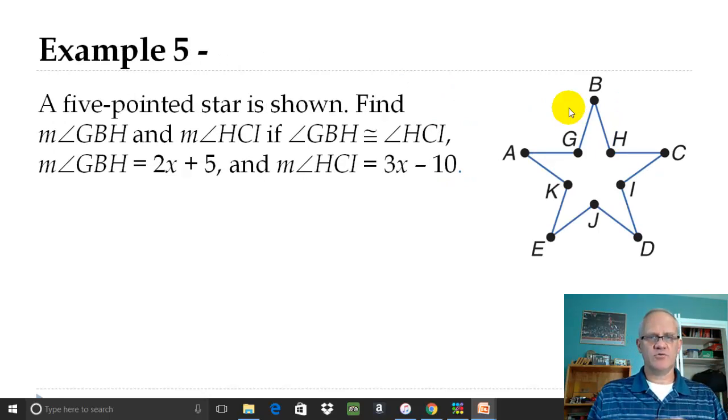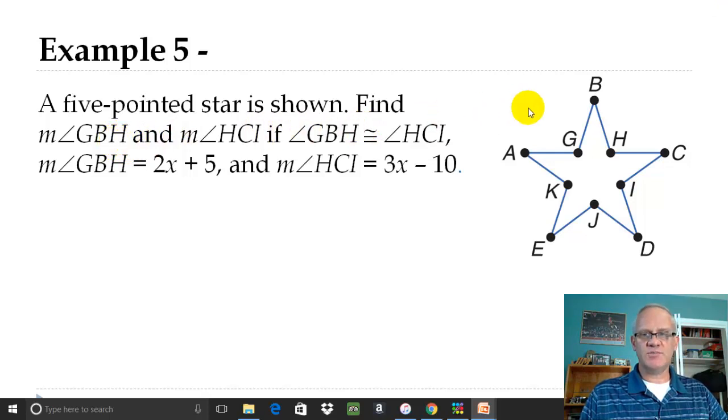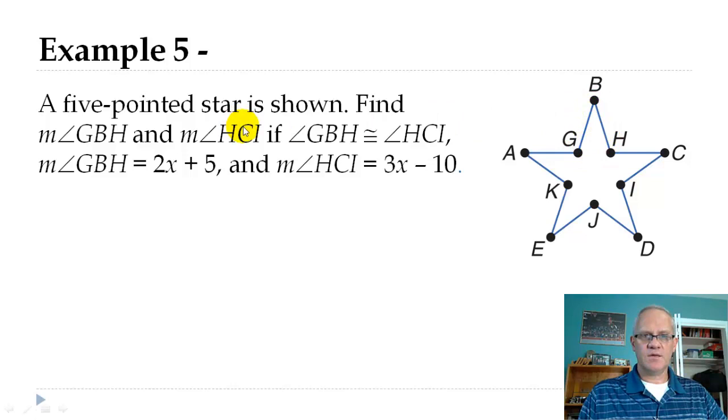A 5-pointed star is shown. Ooh, a lot of words here. Okay, let's find GBH. GBH, so that's this angle right here. And HCI is this one. And it says GBH is congruent to HCI. So I'm going to mark GBH and HCI congruent. I put a little arc in there to show that those are congruent.